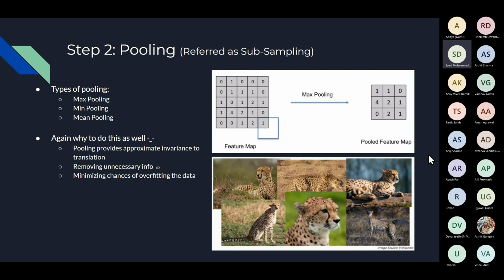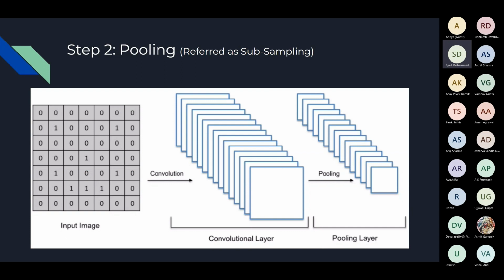Why have I written approximate invariance here? Because we cannot completely bring in that property of invariance. We can only have this property of invariance up to some extent, but that's a limitation of a CNN, and we cannot make the model completely invariant. So by now we have this model where we have done the convolution, and we got our convolution layers which have all these feature maps.